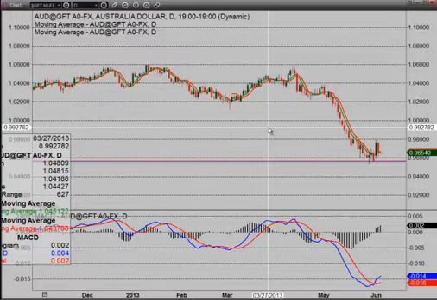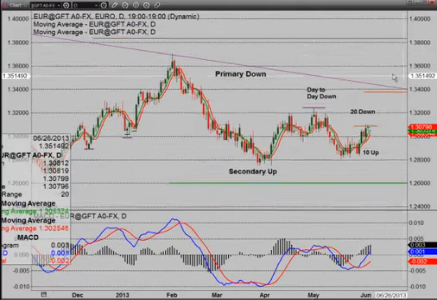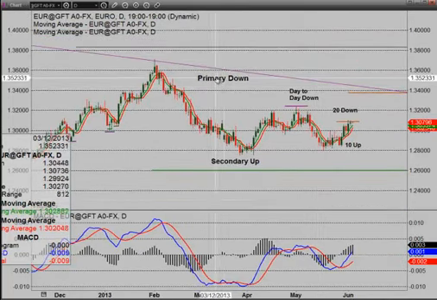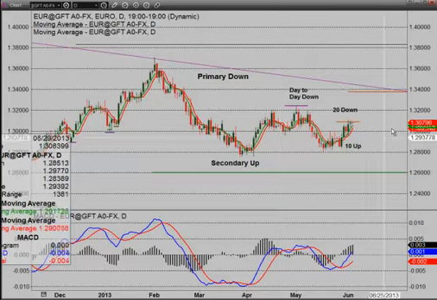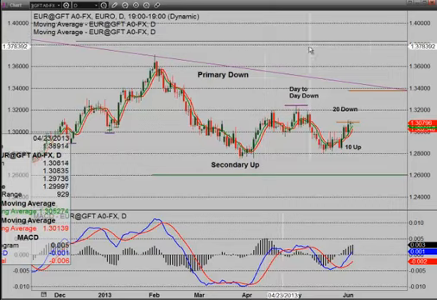Next market will be the Euro US dollar. This is a great chart. A lot of definition on here for us, and it really points out the balanced state you're in the euro, where the primary is down but the secondary is up, the day-to-day's down but the 10 days up and the 20 days down. So the majority of patterns still down, so that's why we're still selling rallies even on an intraday basis. Short-term basis, we're still bearish.